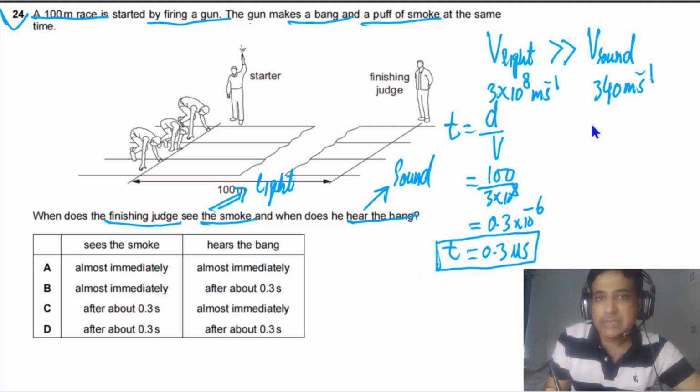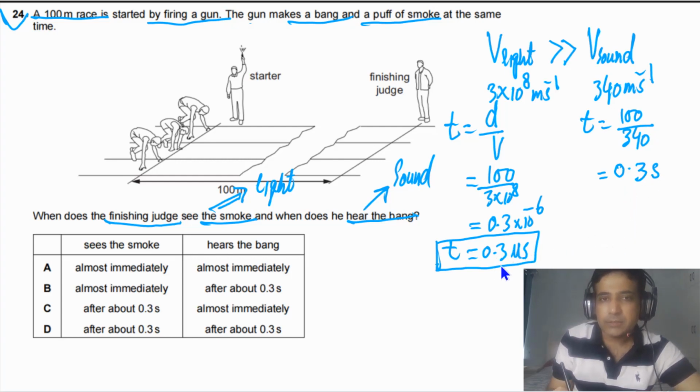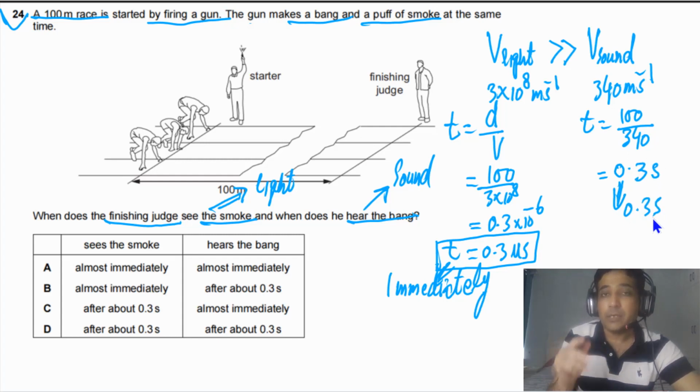And for sound, we can also calculate the value of T. T is equal to 100 meters divided by the speed of sound. If we solve this, we get about 0.3 seconds. So you can see this is very small compared with this one. This is 1 million times smaller because this is 10 to the minus 6. So the person will see the smoke immediately, but will hear the bang after about 0.3 seconds.